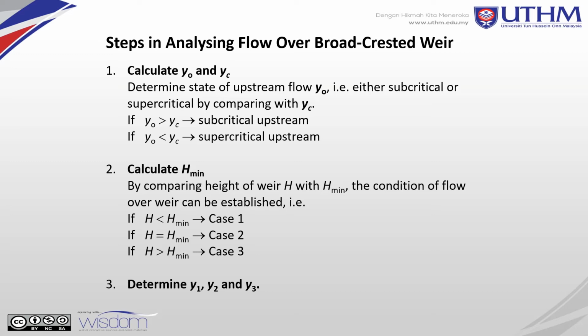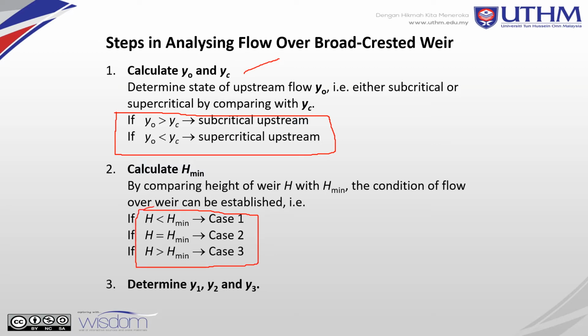Steps in analyzing flow over a broad-crested weir. First, you must calculate Y0 and YC for subcritical and supercritical flow using these basic equations. Second, calculate H minimum, comparing the height of the weir H with H minimum and the condition of flow using case 1, case 2, and case 3. Lastly, you must determine Y1, Y2, and Y3.